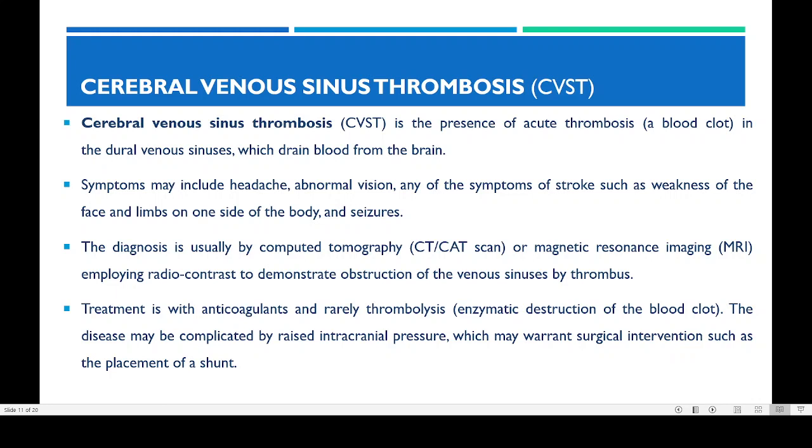The disease may be complicated by raised intracranial pressure. Intracranial means inside the brain or inside the skull, which may warrant a surgical intervention such as placement of a shunt. I will show you how the shunt is actually placed. Placement of shunt.